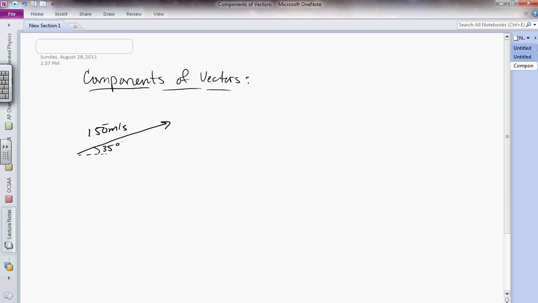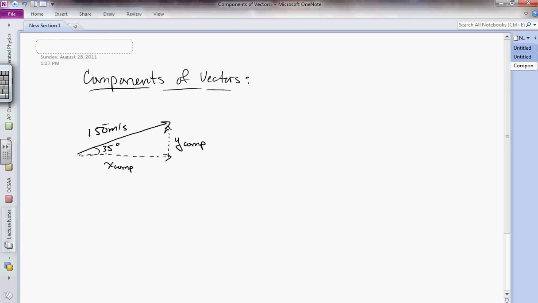So looking at that vector, we can view it as a resultant of two other vectors. We can choose any two vectors, but it's going to be very convenient to think of this in terms of the resultant of two vectors, where one points along the x direction, and we'll call this the x component, and the other points along the y-axis, and we will call this the y component, for obvious reasons.